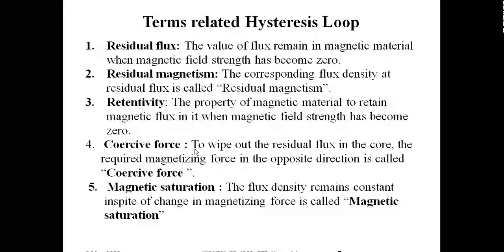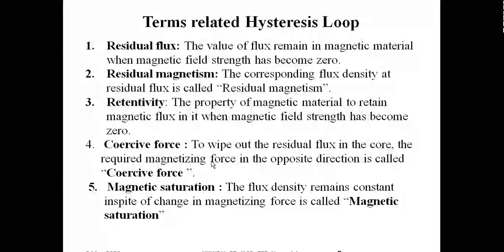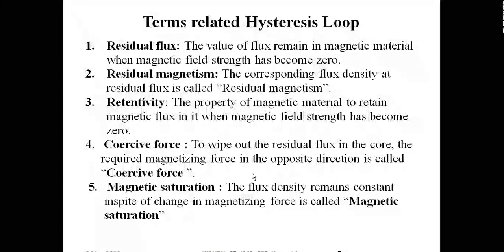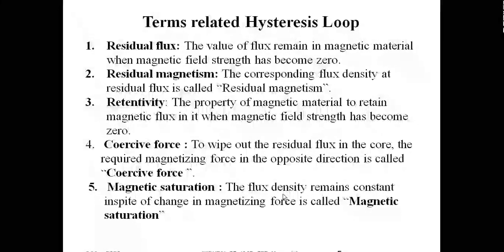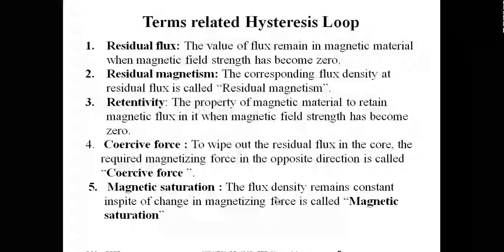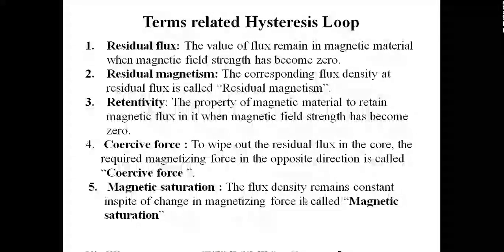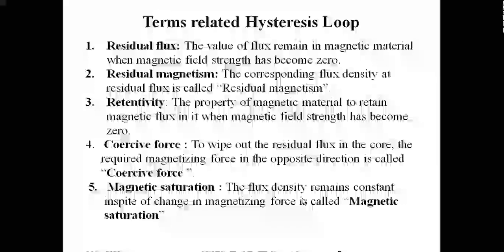Then coercive force: to wipe out the residual flux in the core, the required magnetizing force in the opposite direction is called the coercive force, as we have just seen in the previous graph. And magnetic saturation: the flux density remaining constant in spite of a change in magnetizing force is called the magnetic saturation. These 5 terms are related to the hysteresis loop that we have seen in the previous slide.